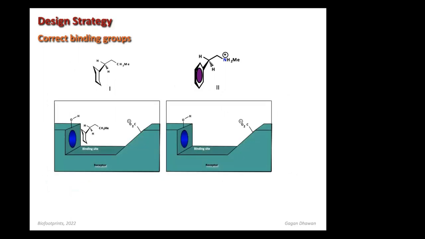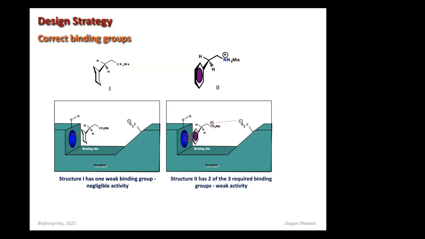So whenever you are moving, look at these two molecules. In the first case, instead of the phenyl ring, you have taken a cyclohexyl ring, and instead of hydroxyl, you have taken hydrogen. And also, instead of the positively charged nitrogen, you have taken a CH2 methylene group. So now look for the interactions. This cyclohexyl ring will form some interactions with the hydrophobic region in the receptor, but not as strong as in the case of the phenyl group of phenylalanine. Similarly, in the second case, there is hydrophobic interaction as well as ionic interaction, but hydrogen bonding is missing. So structure one, with one weak binding group, shows negligible activity, whereas in structure two, you have two of three required binding groups, giving weak activity compared to the earlier one.